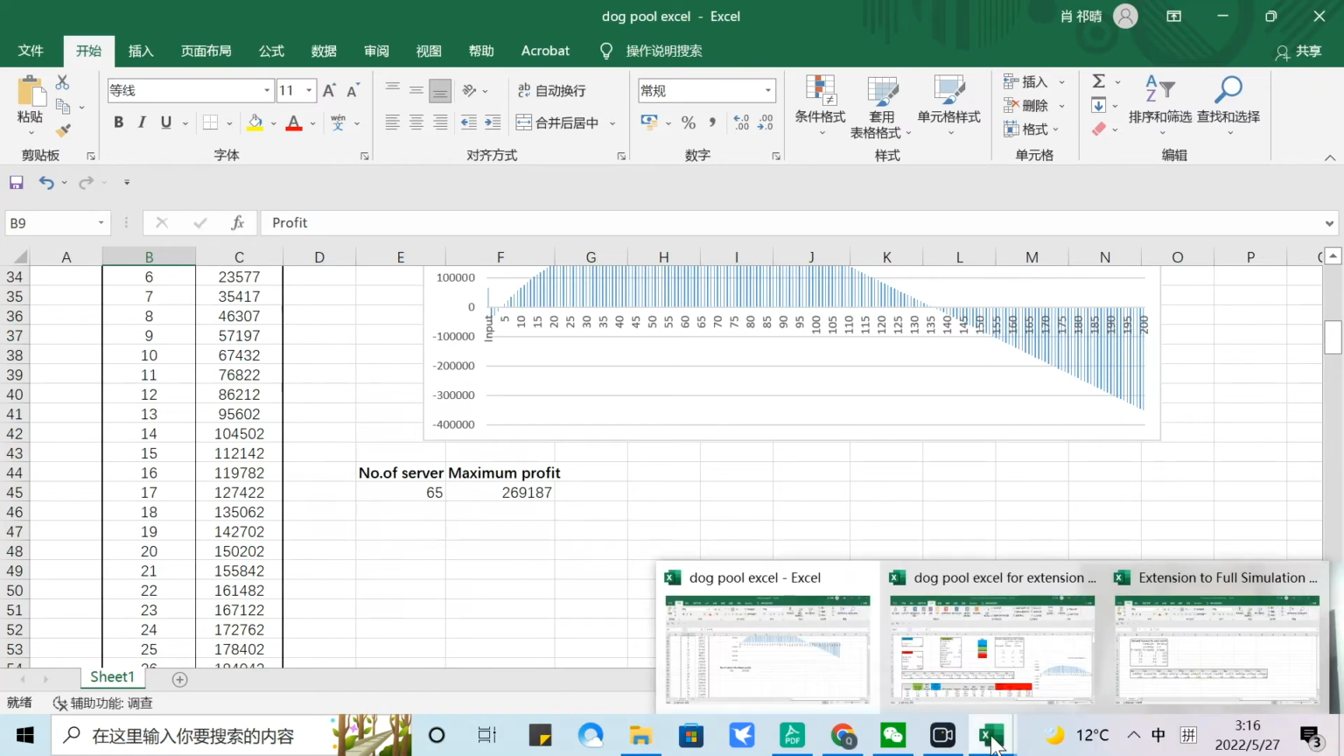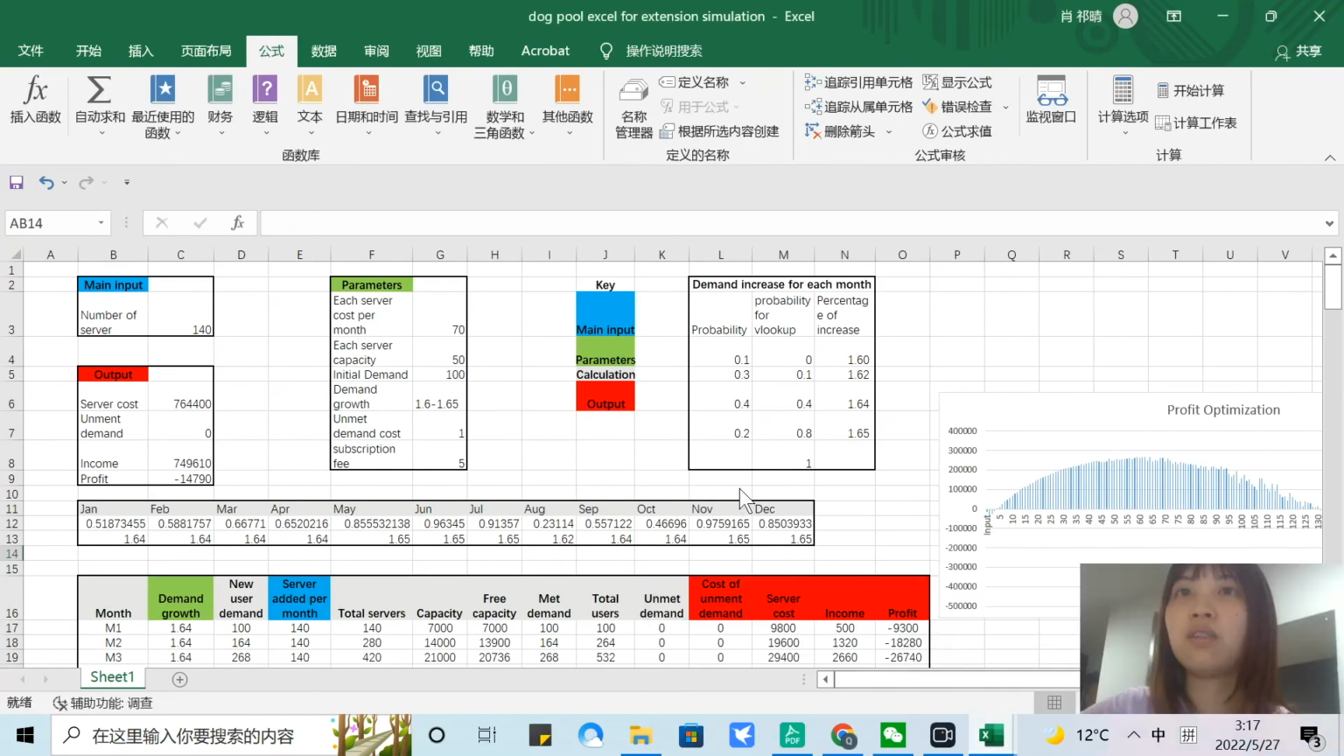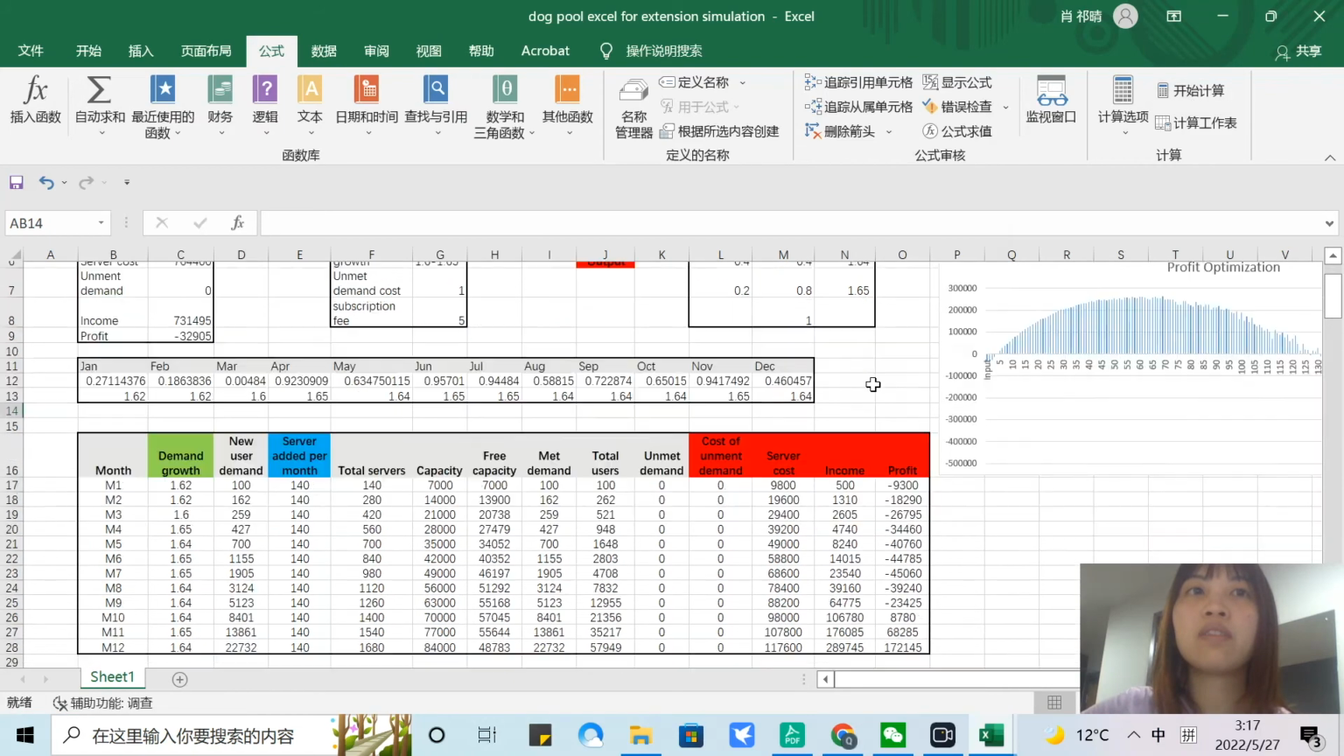Then we incorporate demand uncertainty into the simulation, and here is the table which randomly generates different demand growth rates according to different probabilities. I integrate it into the previous simulation and it looks like that. When I click F9, the random numbers will change so we can get a different growth rate every month.